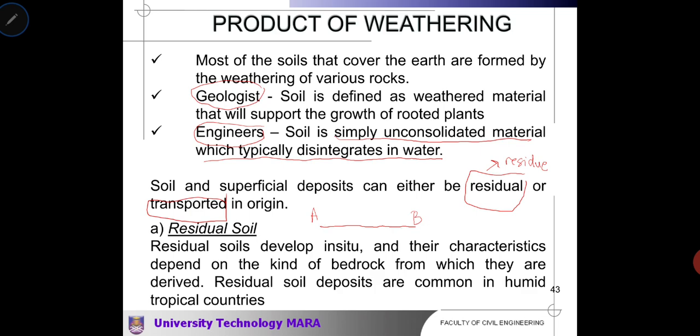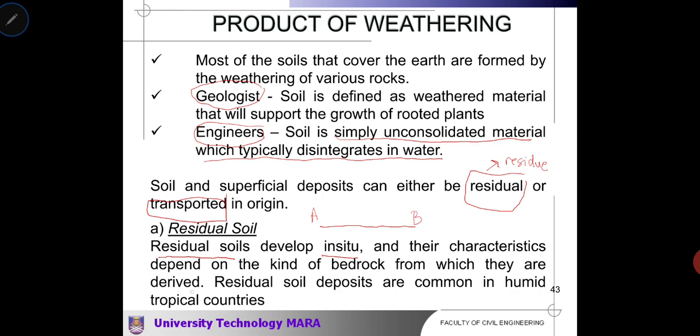So when there is movement, we are explaining that it is transported soil. So let's see residual soil. Okay, what is the meaning of residual soil? Residual soil is developed in situ. Okay, meaning on site, and meaning that the soil has never experienced going anywhere. So in the simplest terms, the rock weathered and became soil.